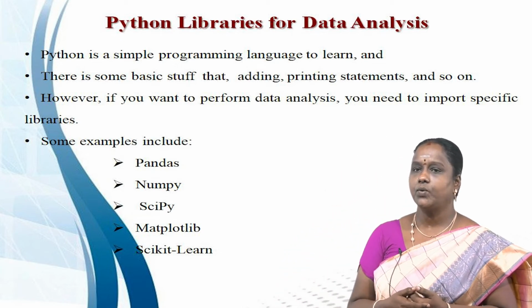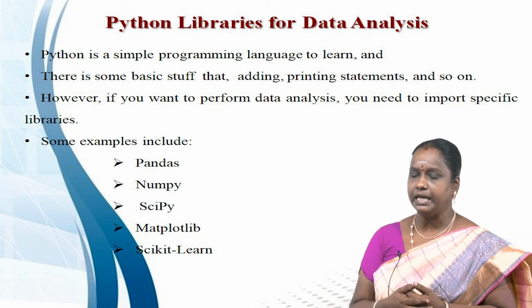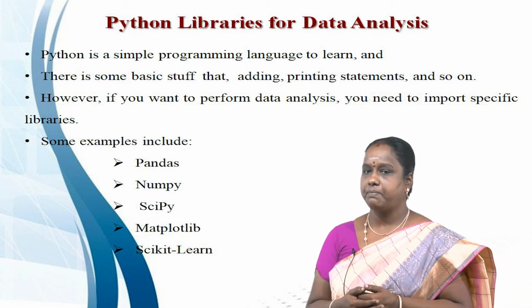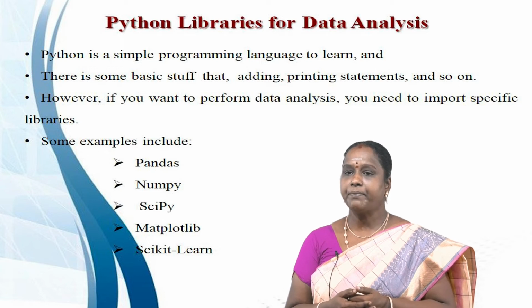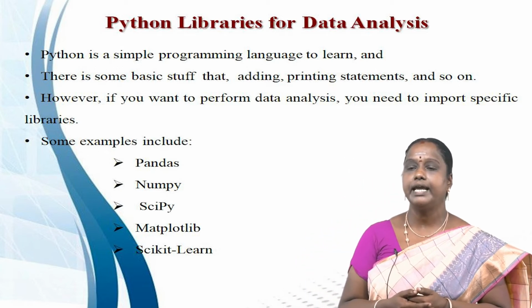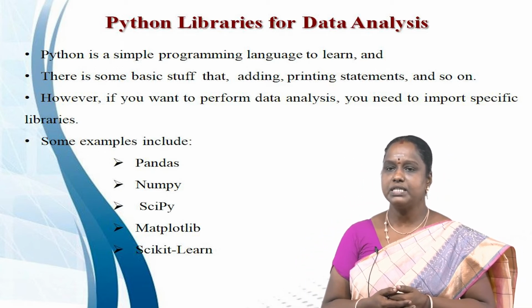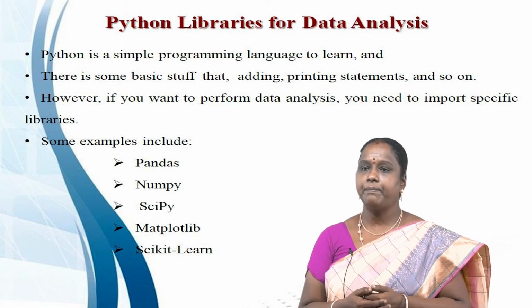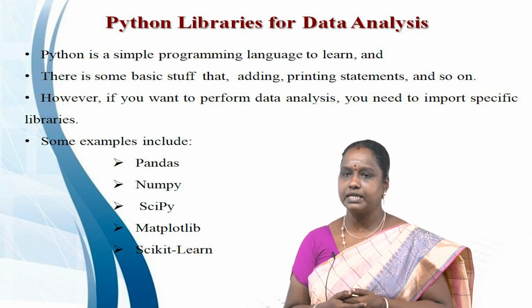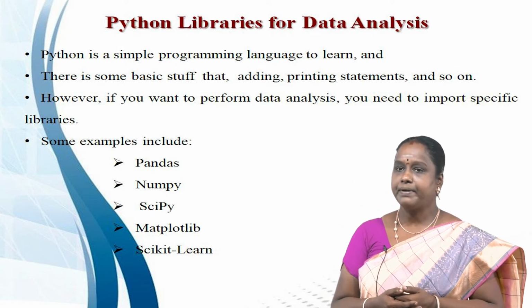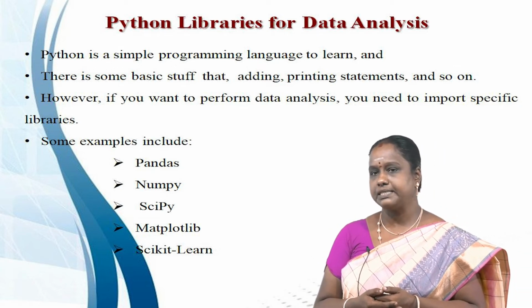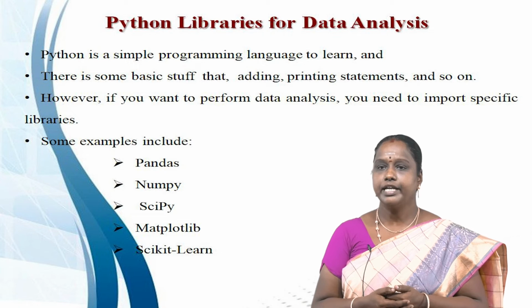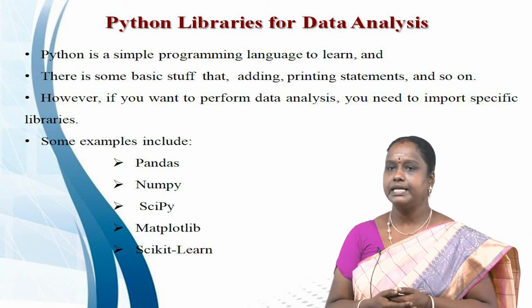Some examples include Pandas. It's one of the main libraries. It is used for structured data operations. The second one is NumPy, a powerful library that helps you create n-dimensional arrays. The third one is SciPy. It provides scientific capabilities like linear algebra and Fourier transform. And Matplotlib, primarily used for visualization purposes. And the last one, scikit-learn. It is used to perform all machine learning activities.